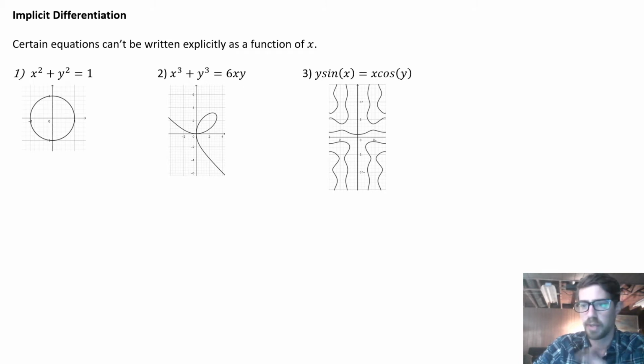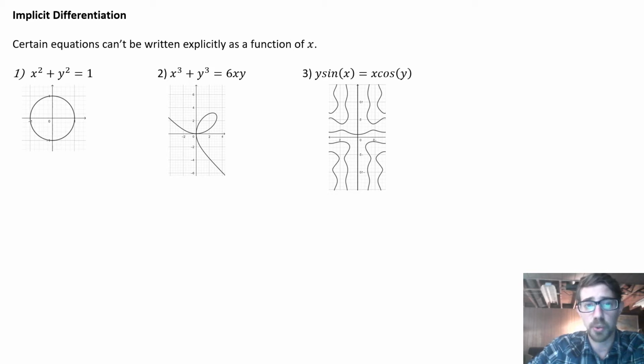All right. Implicit differentiation is a different kind of differentiation than the kind we've been doing so far. And by implicit, we mean equations that aren't necessarily functions. So examples. If you look at x squared plus y squared equals 1, you should probably recognize that equation. It's the equation for the unit circle. That's what the graph of it looks like.